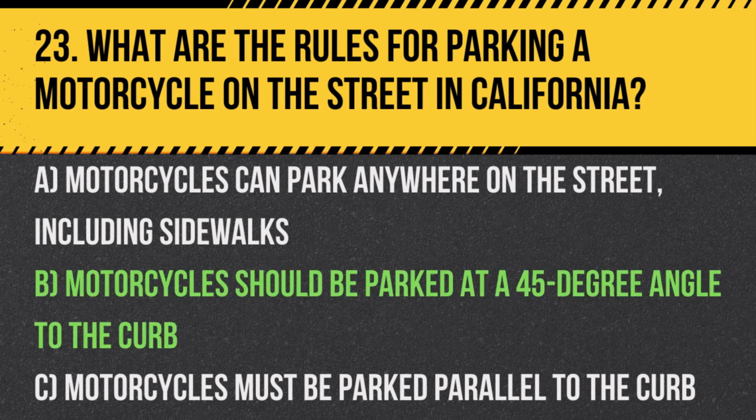Answer: B. Motorcycles should be parked at a 45-degree angle to the curb. This maximizes space and improves the visibility of the motorcycle to passing drivers.